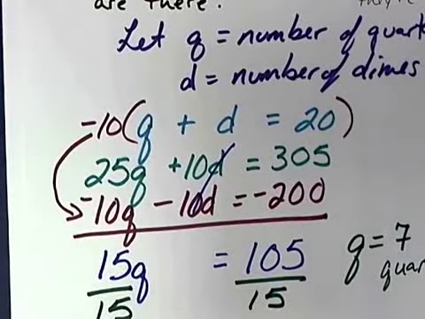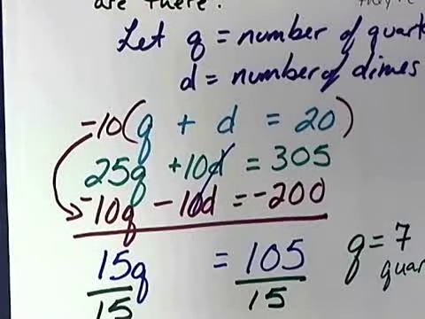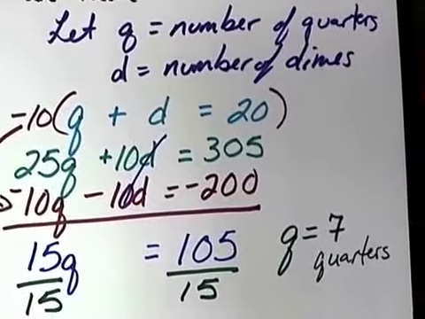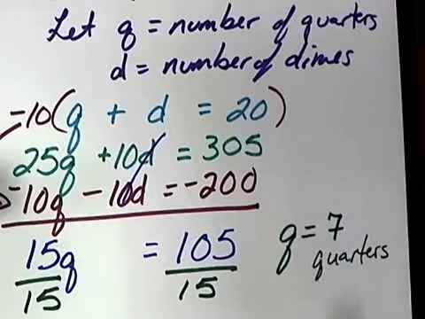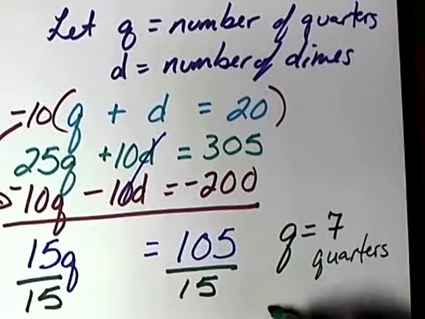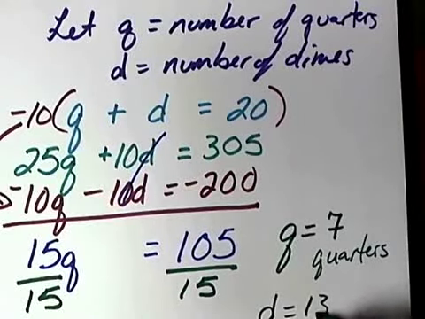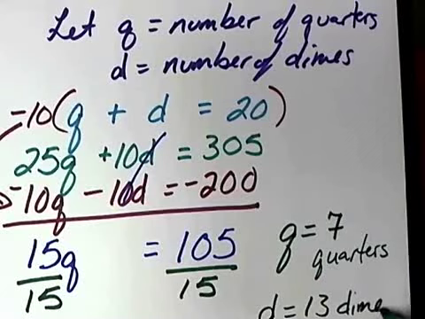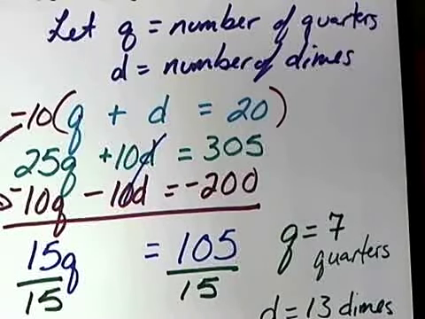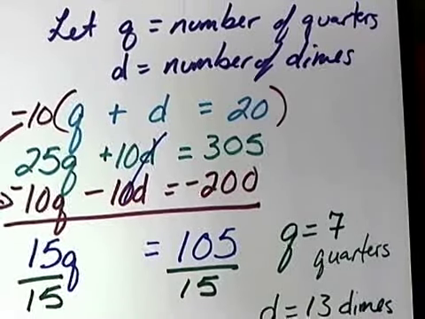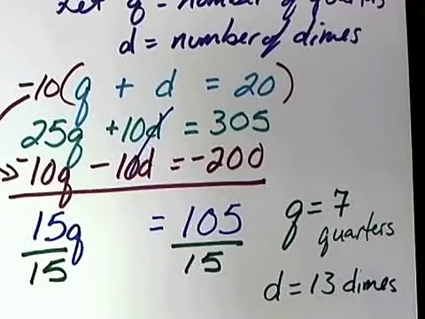Once again, read the directions, the question. We want each kind. So if there are 7 quarters, we had 20 total coins. That means 20 minus 7, or the number of dimes, is 13. 13 dimes and 7 quarters. This is how you might set up a coins problem.